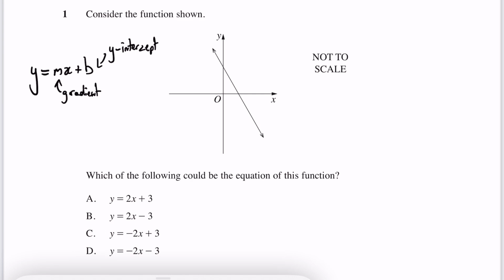So what we need to then consider is that the gradient for all of these is either positive 2 or negative 2. Okay? And as we should observe, as the line moving from left to right is going downwards, that means we have a negative gradient, so we're only going to be considering C and D. What we also see is that the y-intercept intersects at a positive number. Okay, we don't exactly know what this number is just by observing the graph itself, but we can reasonably assume, based off the information in the options, that this is positive 3, and as a result, our answer is C.